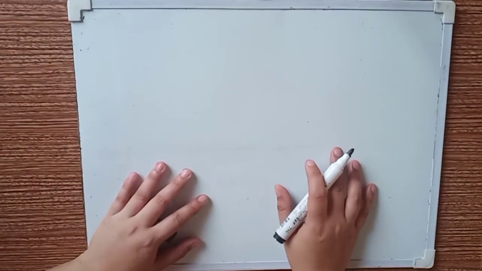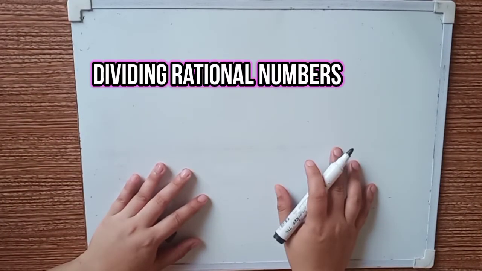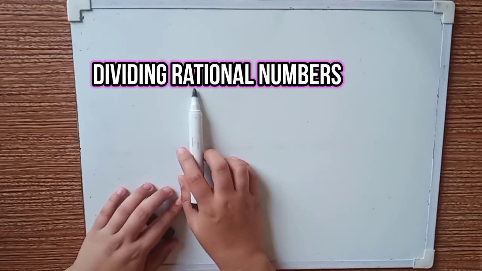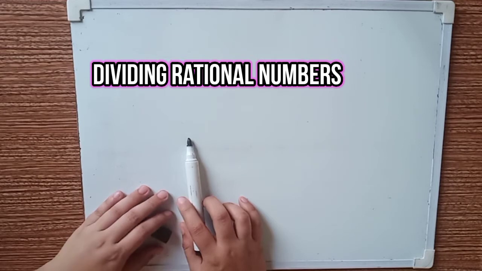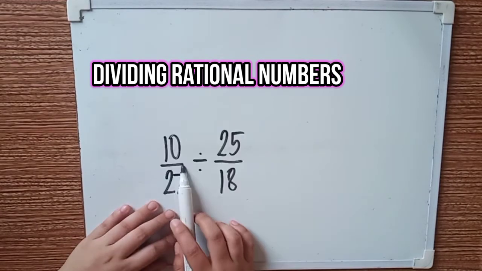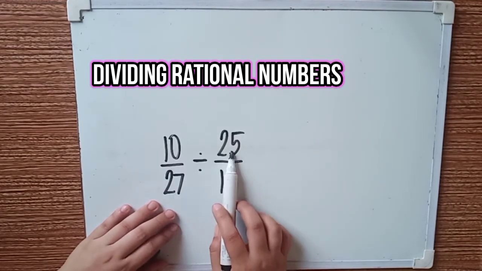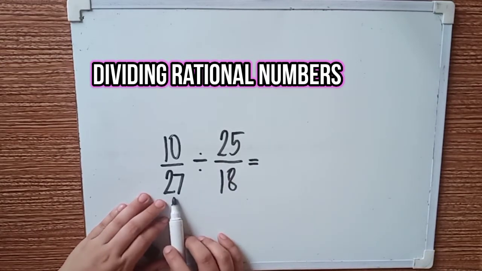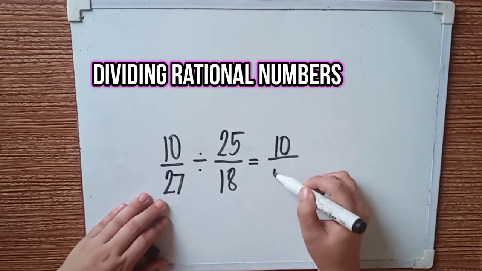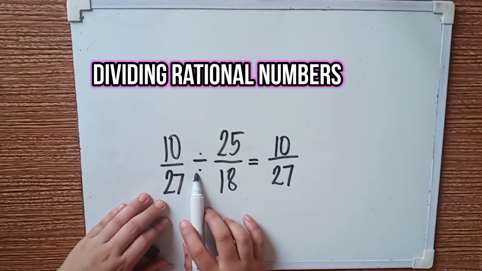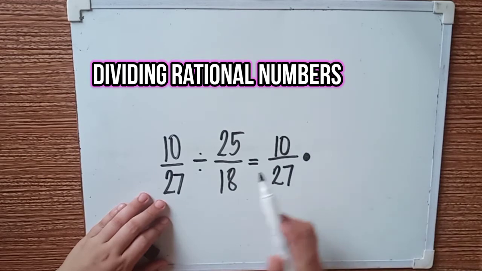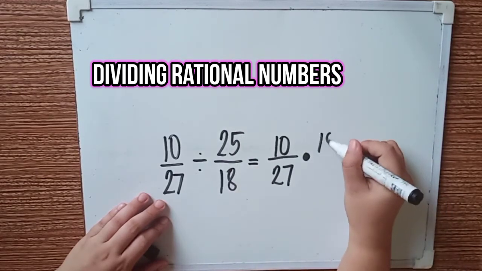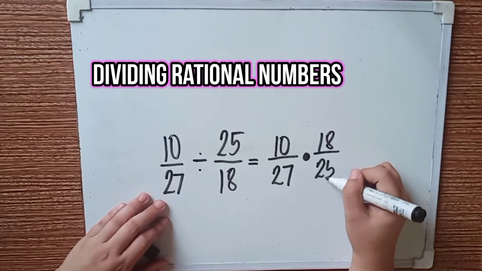Let's have a review first on dividing rational numbers, where the process is to change the operation to multiplication and write the reciprocal of the divisor. For example, 10 over 27 divided by 25 over 18 is equal to, copy the first fraction, 10 over 27, change the operation to multiplication, and write the reciprocal of the divisor. It will become 18 over 25.